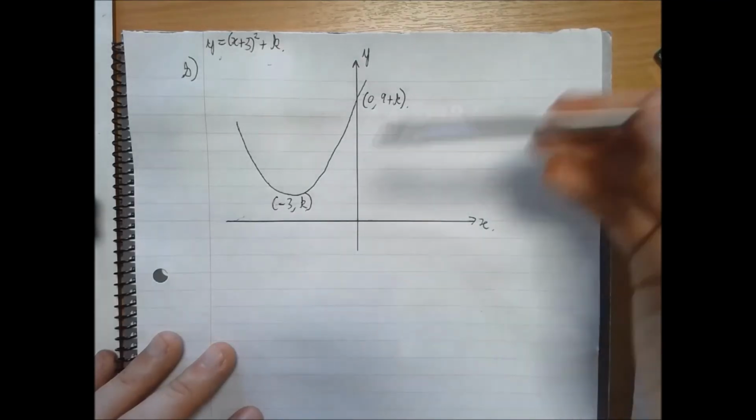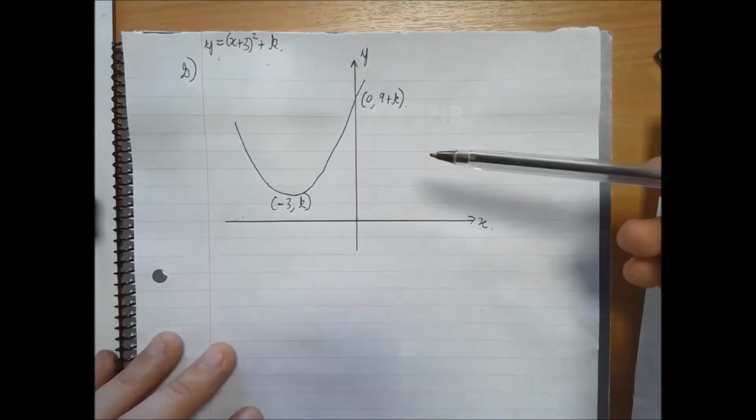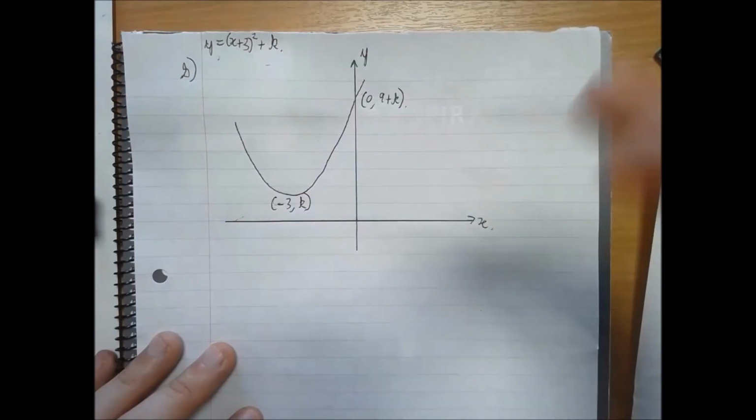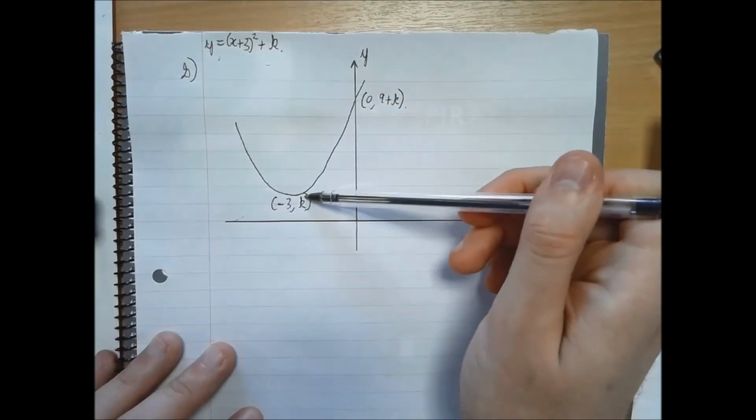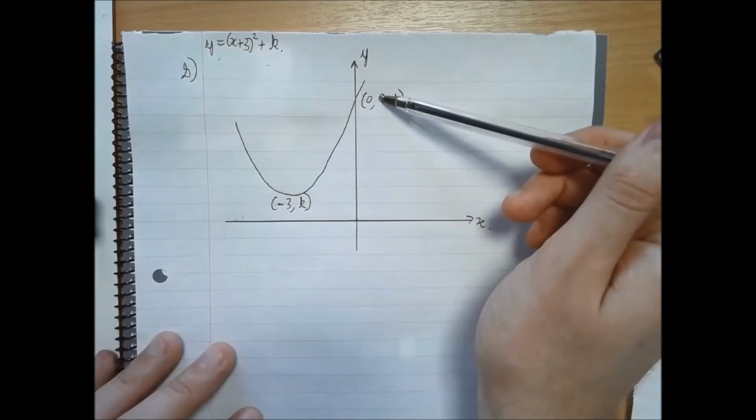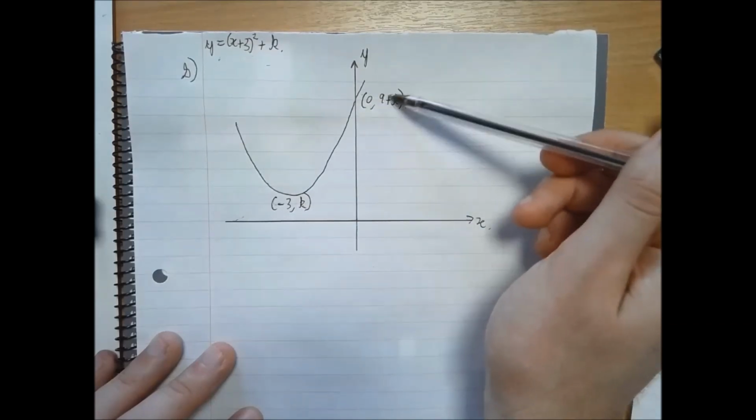So you just do what you do normally. If that k was 2, you'd add 2 to the y coordinates. Exactly the same here, you're just adding k to the y coordinates. 0 plus k is k, and of course 9 plus k is just going to be 9 plus k. And that's your final answer.